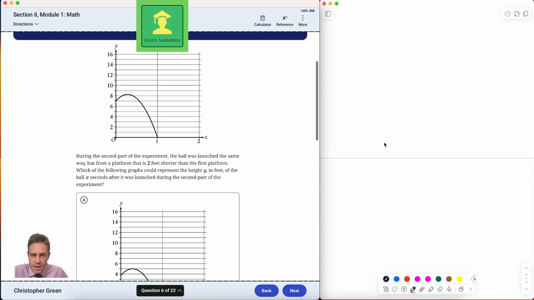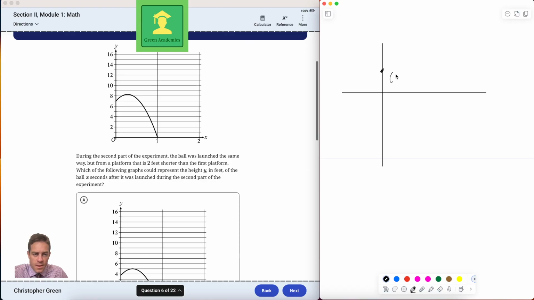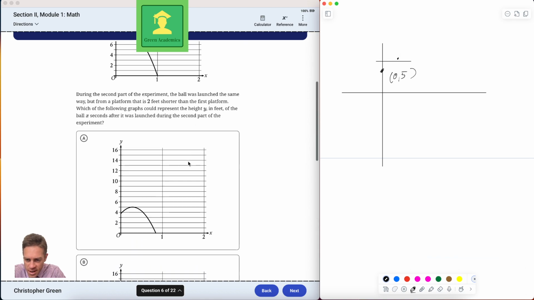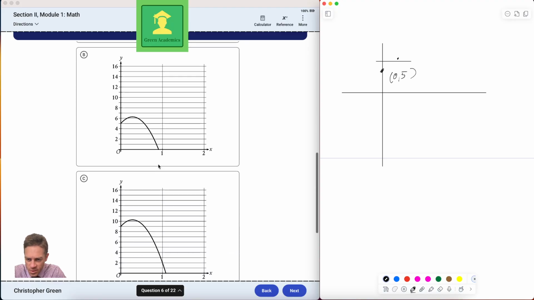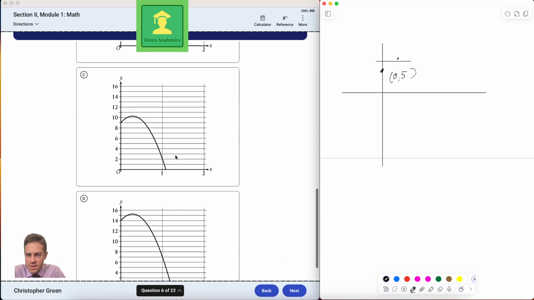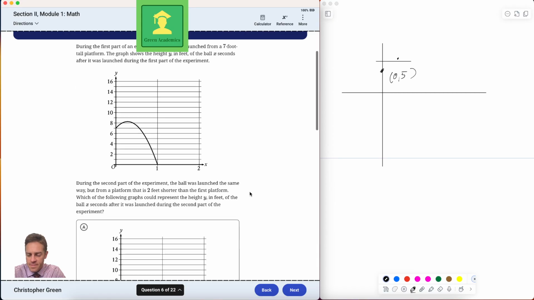So you could probably just scroll through the answer choices, but it would start from 0,5, and then instead of peaking at a little bit above 8, it would peak at a little bit above 6. So it would start at 5 and peak a little bit above 6, which seems like B as in boy. Yeah, none of the other answer choices are close here.